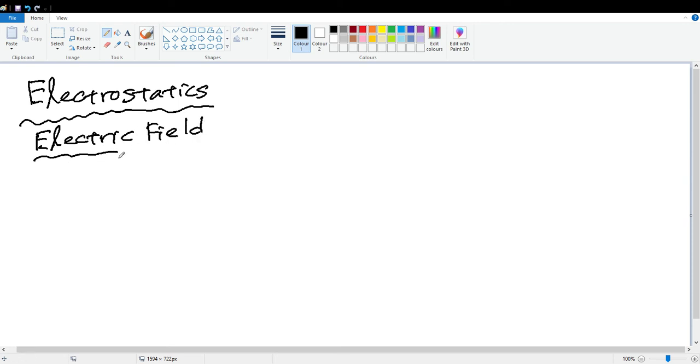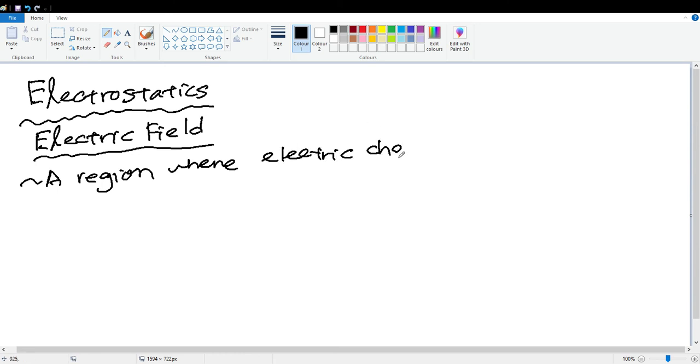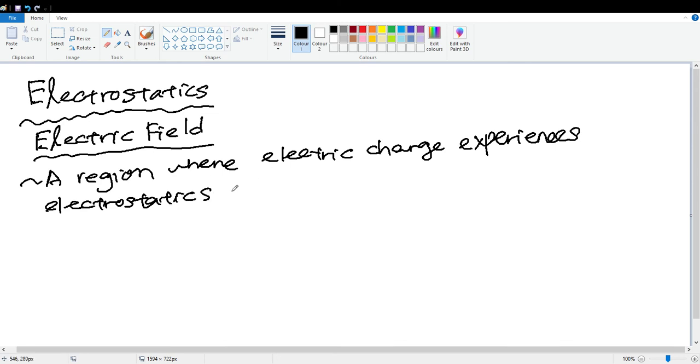So electric field, what is actually meant by electric field? Electric field is actually a region where electric charge experiences electrostatic force. So electric field is basically a region where electric charges experience electrostatic force. So this is the electric field.